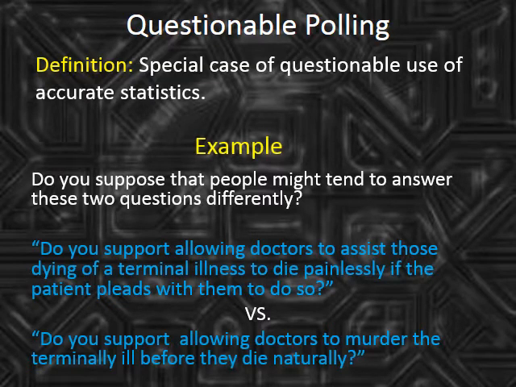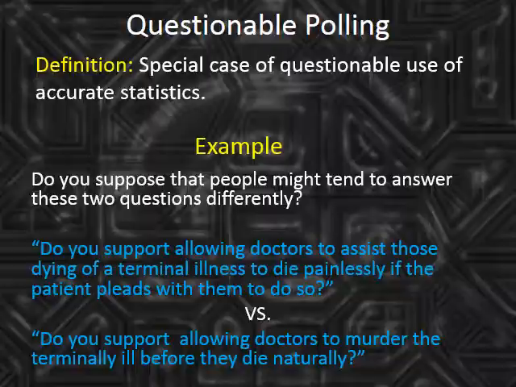Here is an example. Do you suppose people would answer these two questions the same way? Do you support allowing doctors to assist those dying of a terminal illness to die painlessly if the patient pleads with them to do so? Versus, do you support allowing doctors to murder the terminally ill before they die naturally? I think chances are many people at least would answer these two questions very differently.